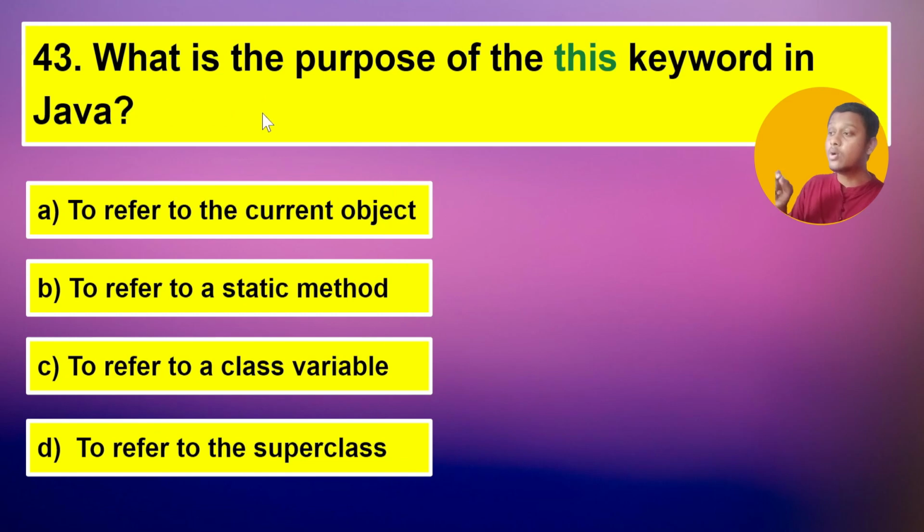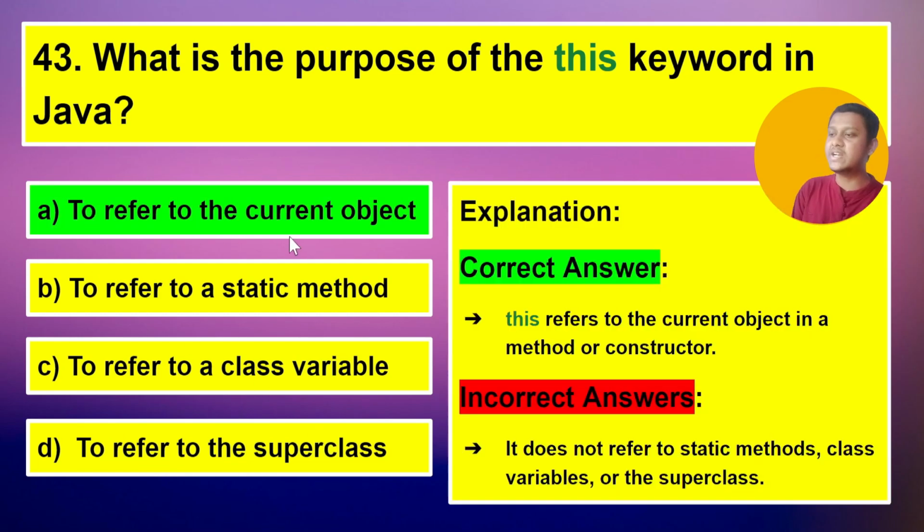Our next question is, what is the purpose of this keyword in Java? Option A, to refer to the current object. Option B, to refer to a static method. Option C, to refer to a class variable. And option D, to refer to a superclass. So its correct answer is option A, to refer to the current object. As you can see, this refers to the current object in a method or a constructor. Incorrect answers are, it doesn't refer to static methods, classes, variables, or superclasses.